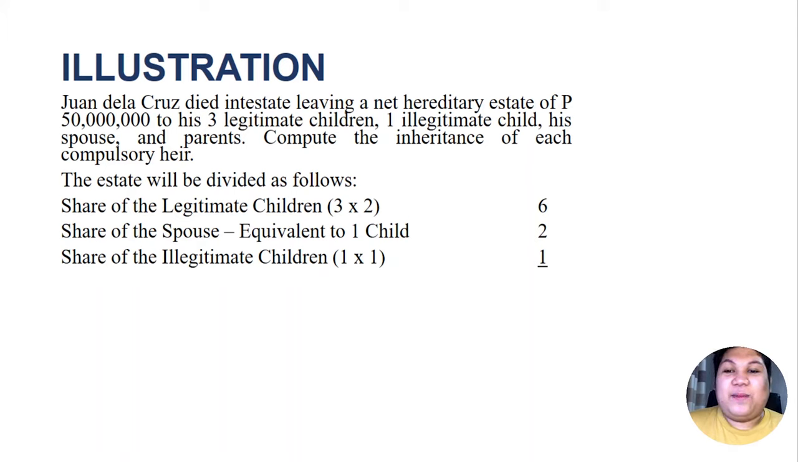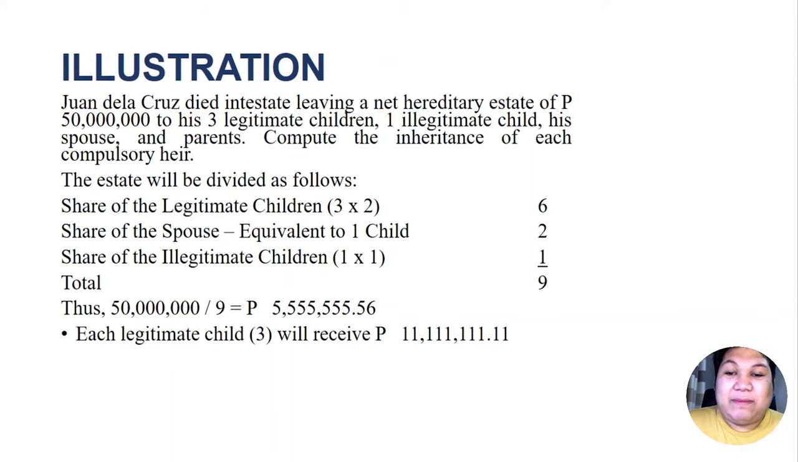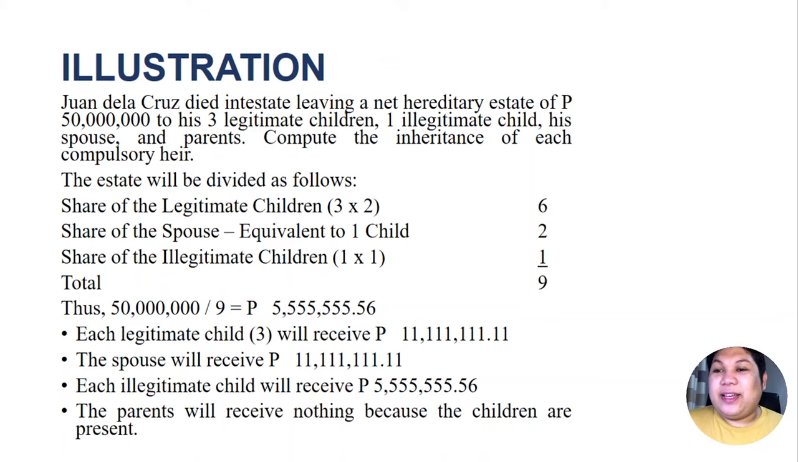That's one child, okay? I'm sorry. So that is 1. So total units, we have 9. So therefore, we will divide the 50 million by 9. So that is 5,555,555.56 pesos. So each legitimate child will get 11,111,111.11. The same with the share of the spouse, while the illegitimate child will get only half of the share of 1 legitimate child. Okay, very easy. So the parents will receive nothing because the children are present.